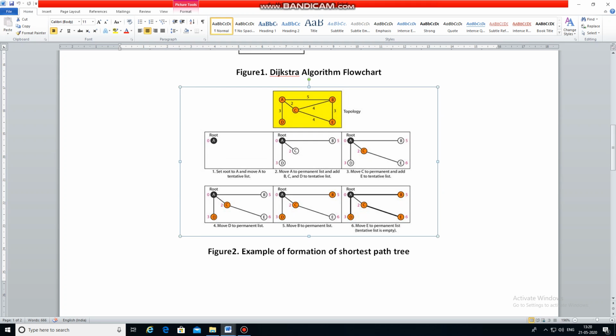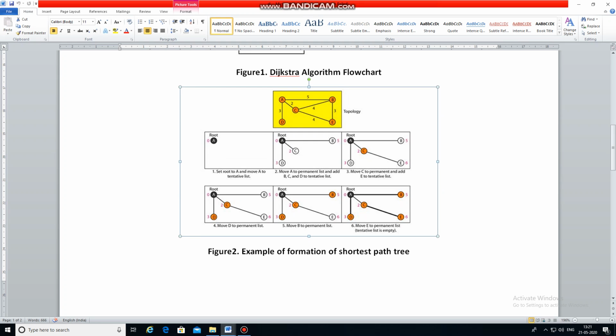Now in the permanent list we have A, C and D, right? We still don't have B and E, they are in the tentative list. Now we will move B to the permanent list, right? Now in the permanent list we have A, B, C, D and their weightages, right? Now we will find the path to E, right? You can see in this diagram, the path to E can be calculated as A to B, B to E. If you take the path weightage, then it will be 8, right?